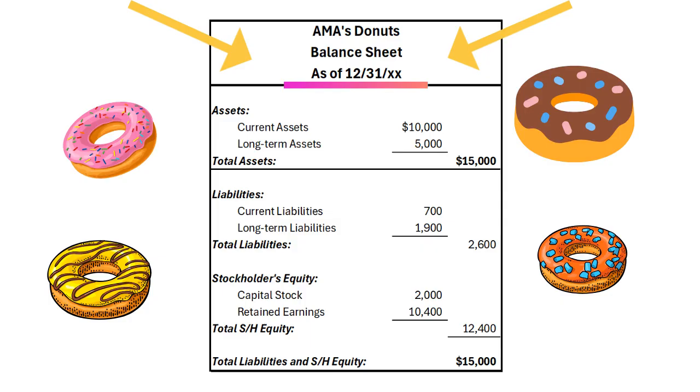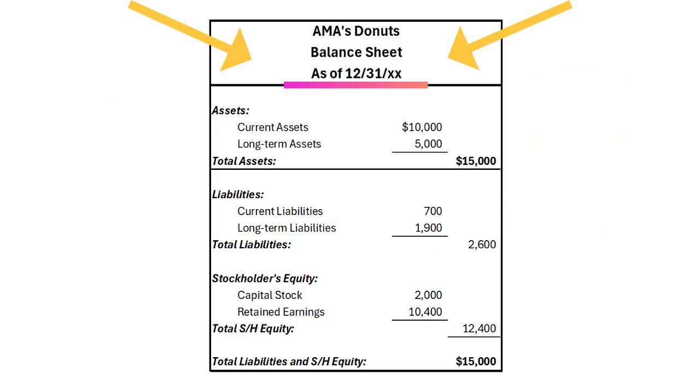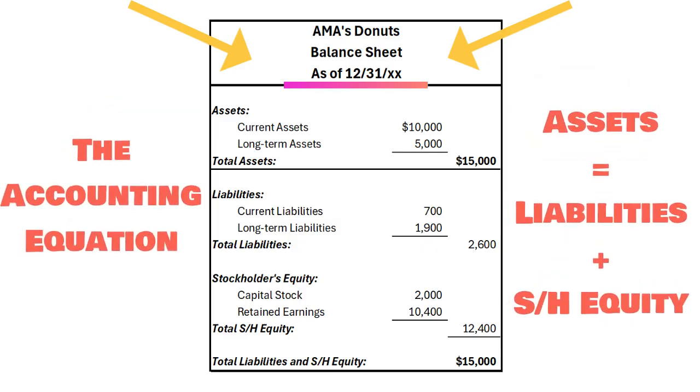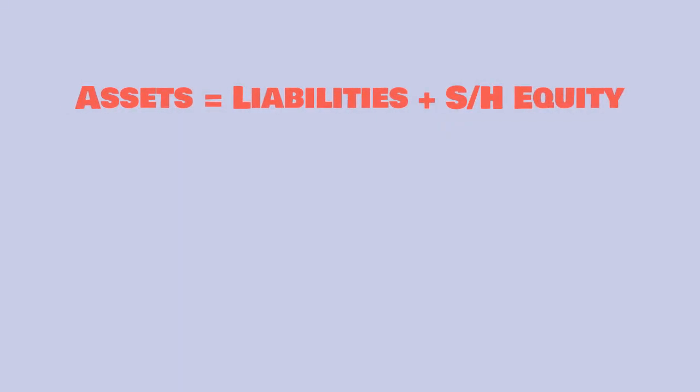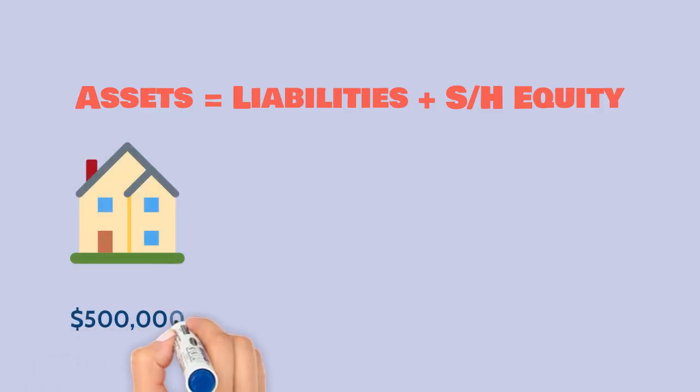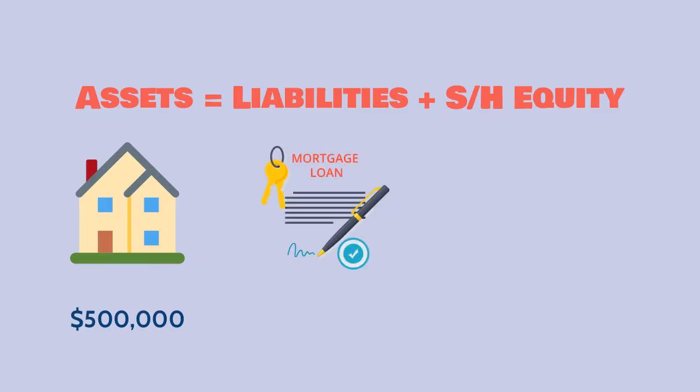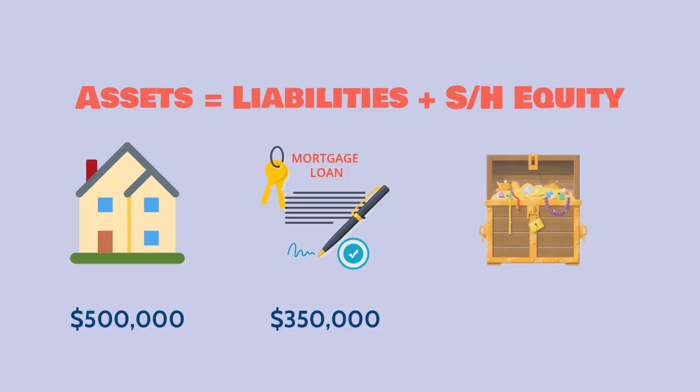The balance sheet is where the accounting equation comes into play with assets equal liabilities plus stockholders' equity. An example I like to use for the accounting equation is a house. Let's say we have a $500,000 house as an asset. We signed a mortgage loan for $350,000, which is definitely a liability. That leaves us with $150,000, which is our equity or ownership in the house.